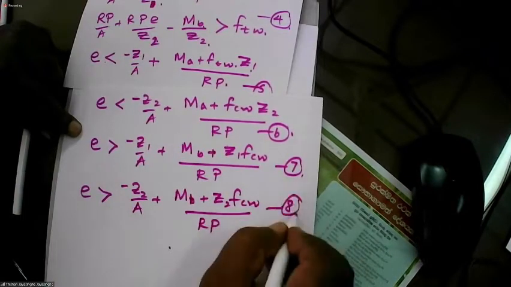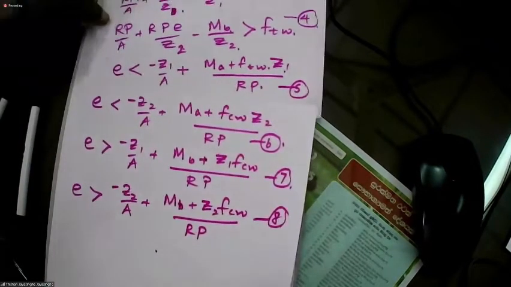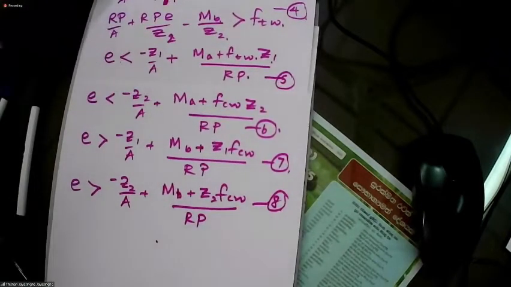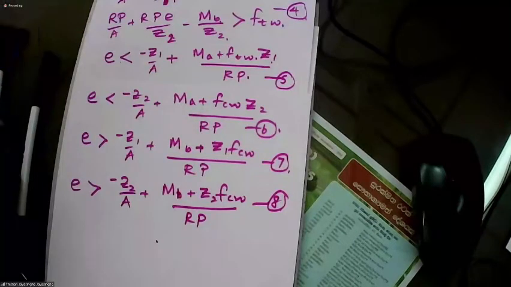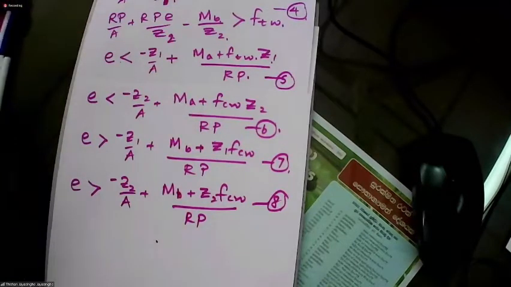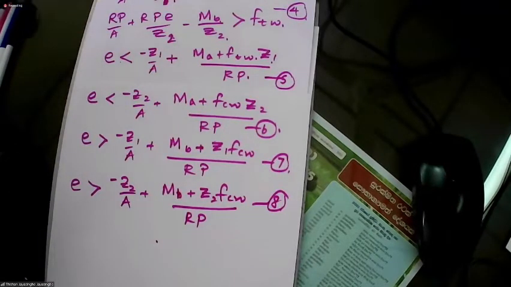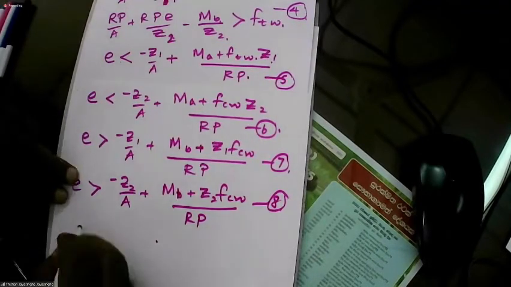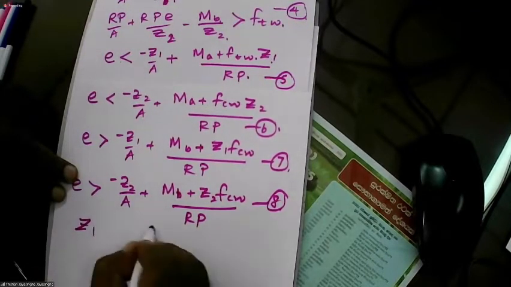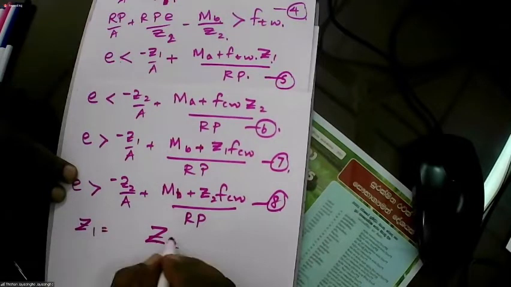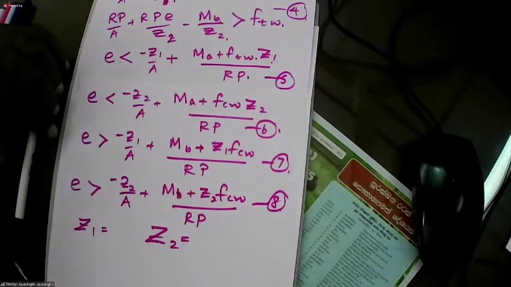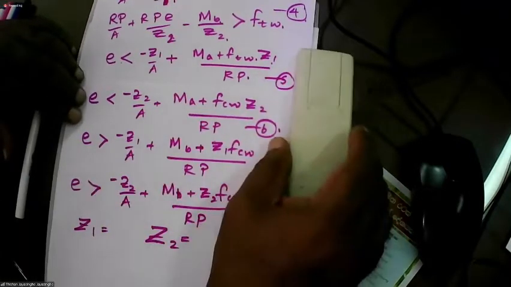This is number 8. Now looking at these equations, can you draw a magnel diagram? I'll give you about 5 to 10 minutes, I'll give you about 10 minutes, just draw a magnel diagram, and then derive the condition for Z1 and Z2. Just do this as an exercise, because it is necessary for you to understand how the equations work.